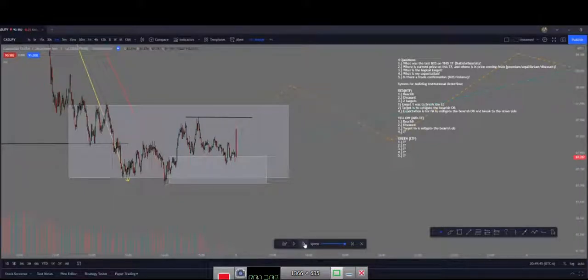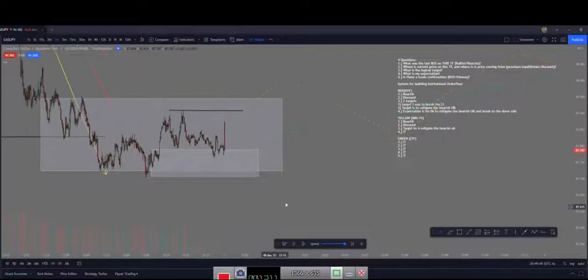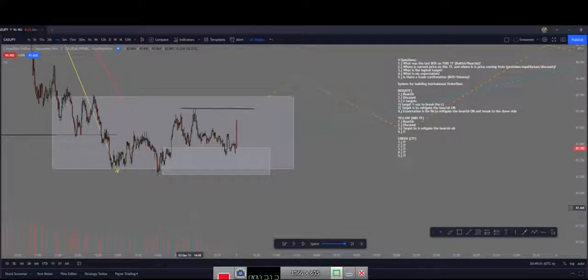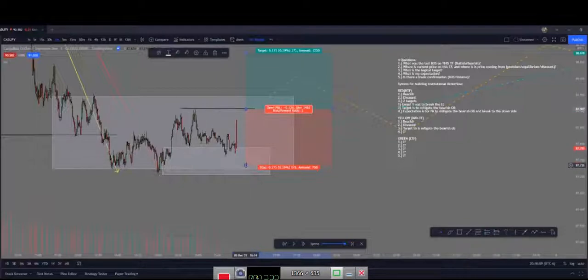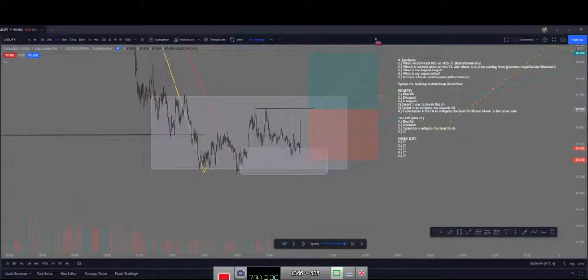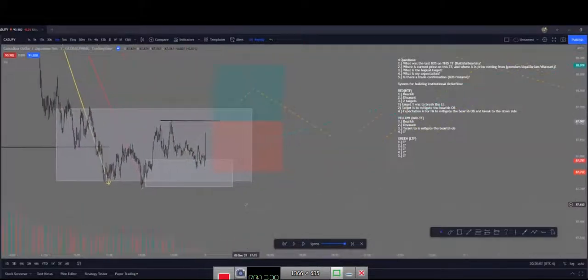Whoa, that is insane. This is a pretty good pair though, man. CAD JPY, that's a pretty good pair. We'll put a news that don't matter. Yeah, we'll put a long here, and my stop loss will be right below this. And of course, we're targeting the highs, so let's see what it does.